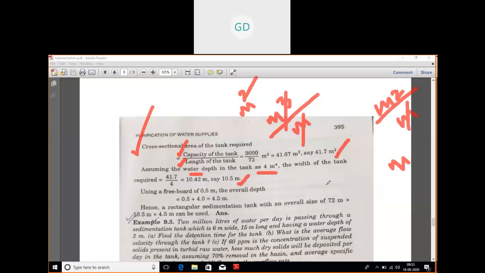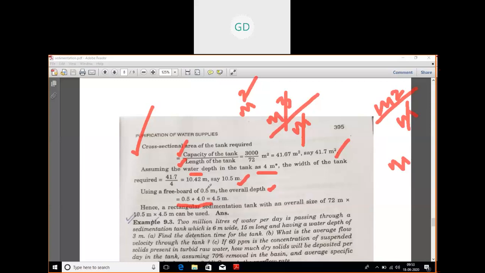Now the water depth, they have already assumed it to be 4 meter, but as I already said, you need to add a freeboard for your safety purpose. The freeboard depth varies from 0.5 to 1 meter. It's not a very big depth.